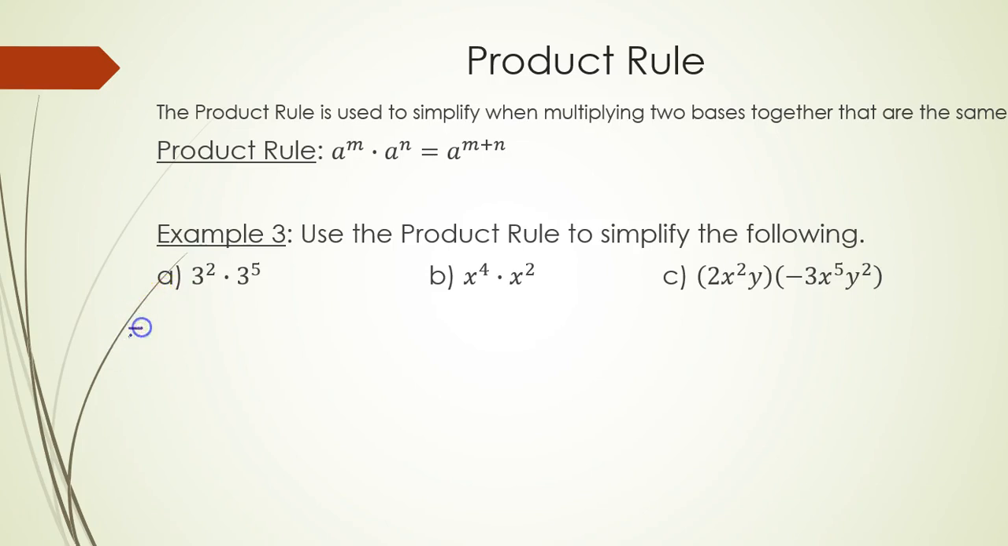So part A can actually be written as 3 squared is 3 times 3, and 3 to the fifth is 3 times 3 times 3 times 3 times 3.